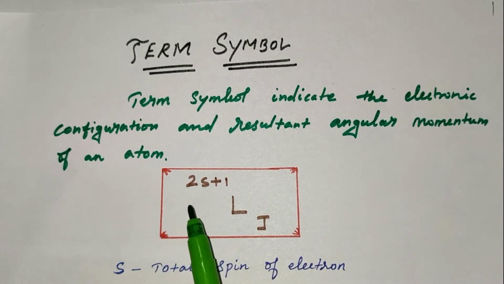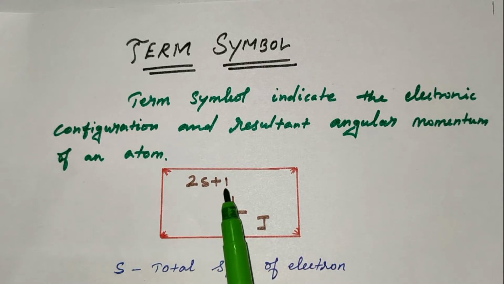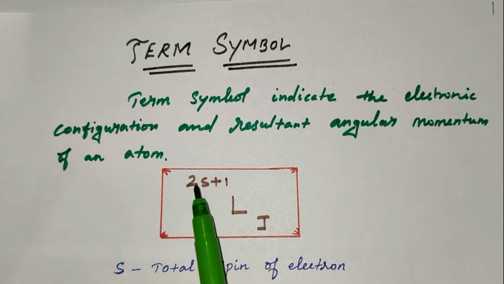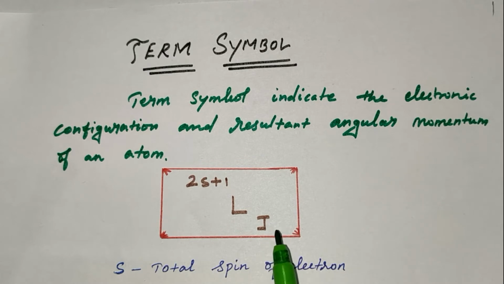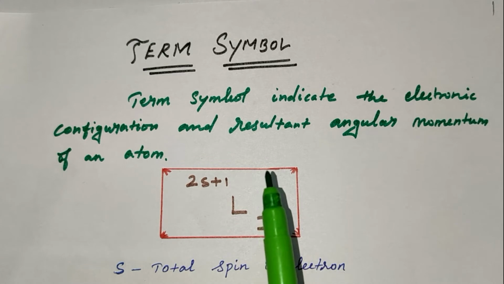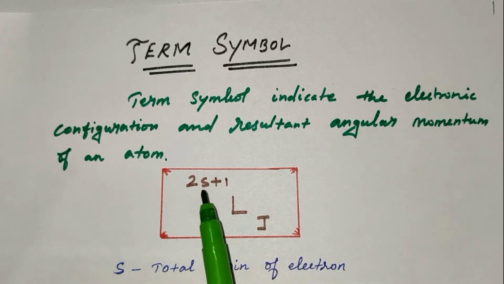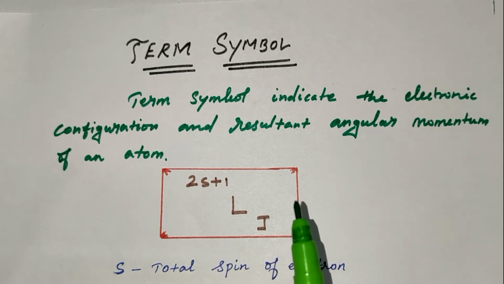The formula is given by 2S+1 L J. In subscript, J is written. In superscript, 2S+1 is written. J is the total angular momentum. 2S+1 is the spin multiplicity. S is the total spin of the electrons.